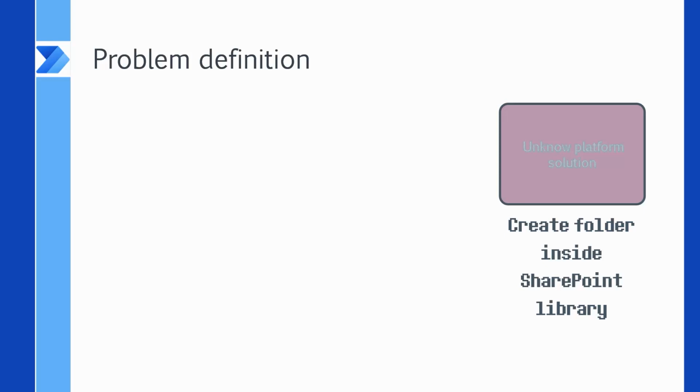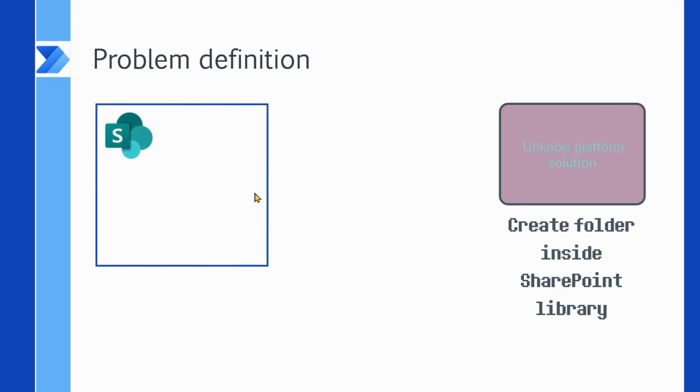Let's start with problem definition. We have a solution that some developers are building in an unknown platform. It's not Microsoft, it's some weirdo thing like, I don't know, Google, Apple, iOS, whatever, nothing standard. They want to create a folder inside SharePoint library based on some certain actions. So inside SharePoint, we have a library called Documents, and once in a while, this solution should be able to create a folder inside this library.